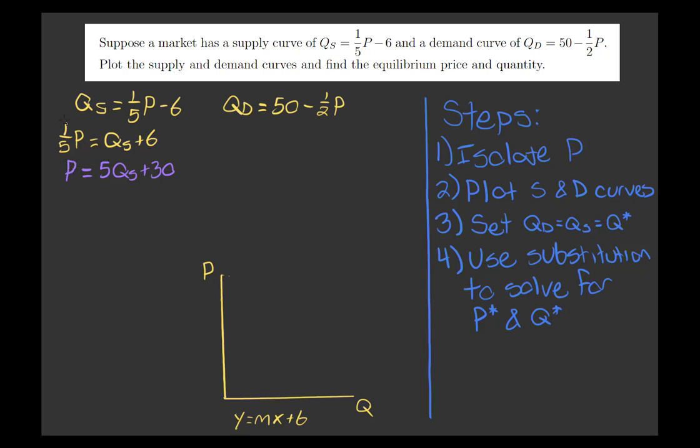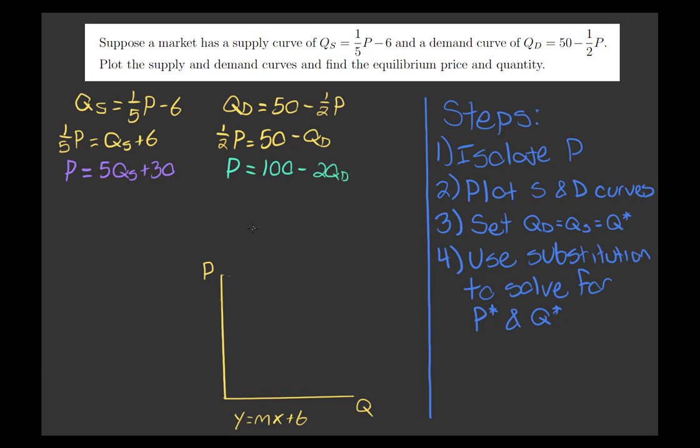And that's going to be the same thing for demand. Now, if we isolate P for the demand equation, we end up getting that half P is equal to 50 minus QD. And therefore, when we multiply both sides by 2, we end up getting the inverse demand equation, which is P is equal to 100 minus 2QD.